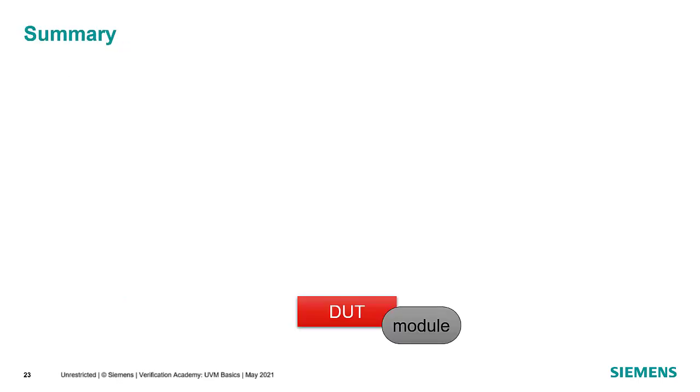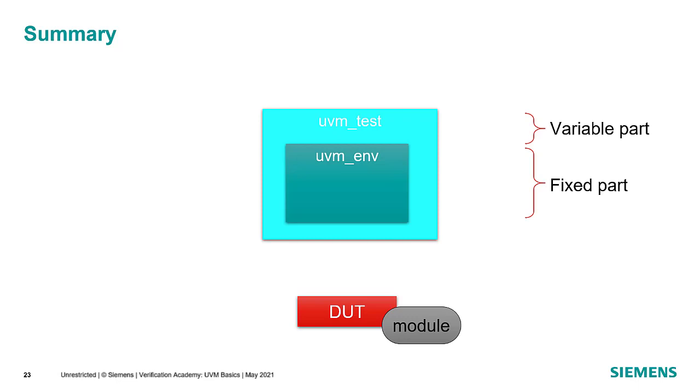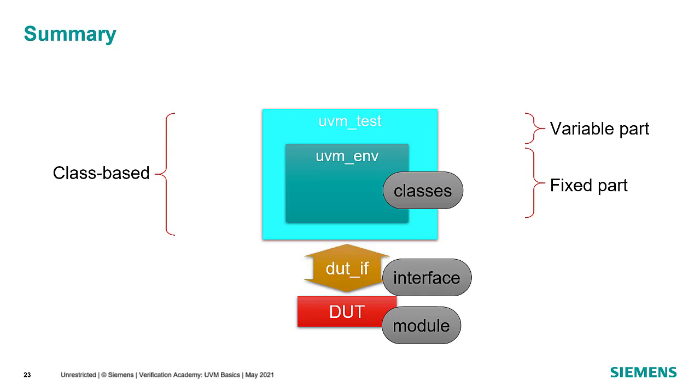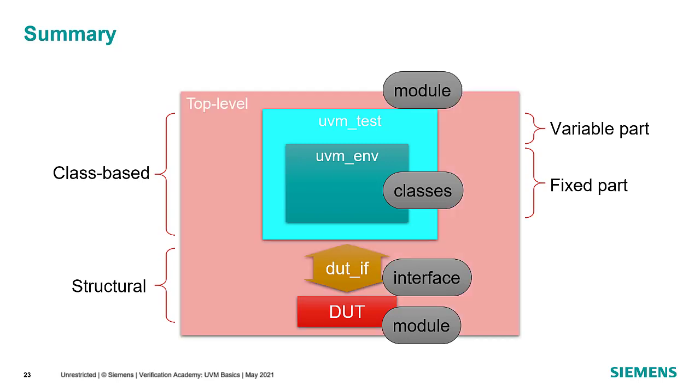Again, summarizing, we have our DUT, which is a module. We have the UVM verification environment, which includes the variable part, which is the test that configures the fixed part, the UVM environment. And these are all SystemVerilog classes. And they communicate with the DUT through a SystemVerilog interface. The DUT interface and the DUT module are structural, and everything is included in a top-level module, and things are kicked off by calling the run_test method in an initial block in that top-level module.